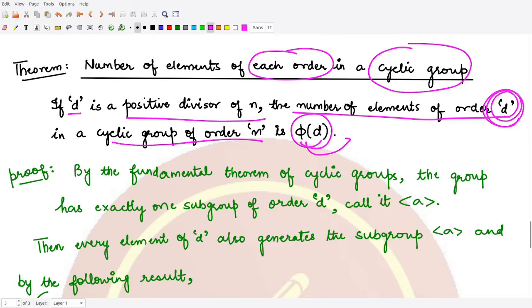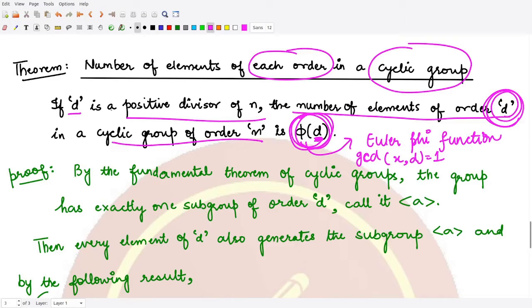What is this phi of d? It is known as the Euler phi function, and it counts the number of elements x such that the GCD of x with d is equal to 1. That means it gives you the count of all those numbers which are relatively prime to d. So let's see the proof of how we arrive at this phi of d.